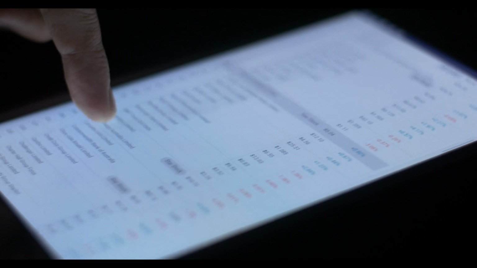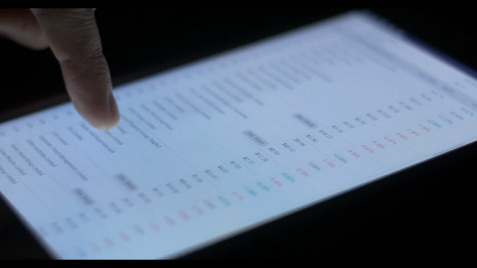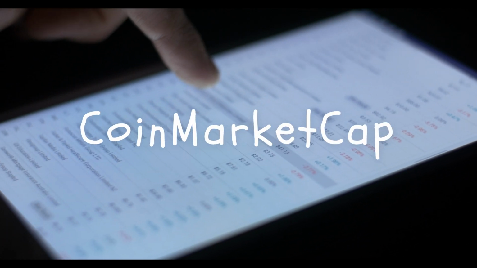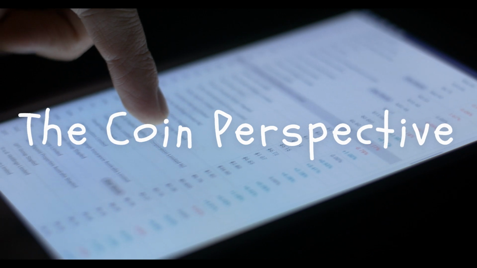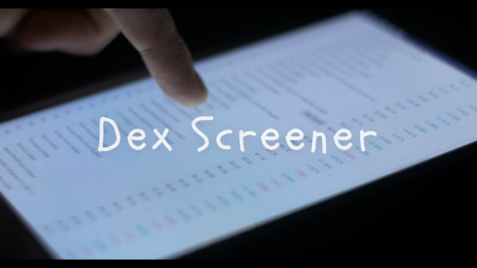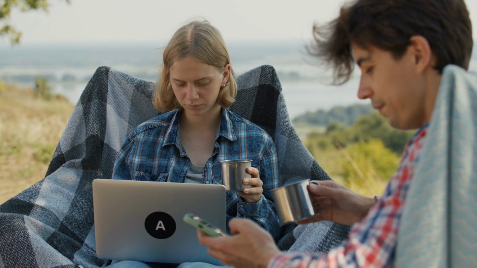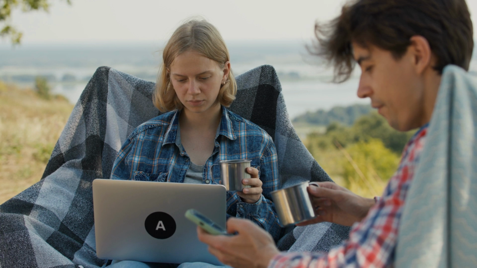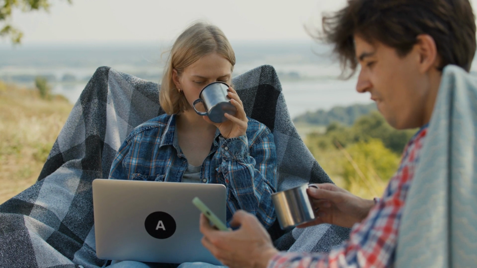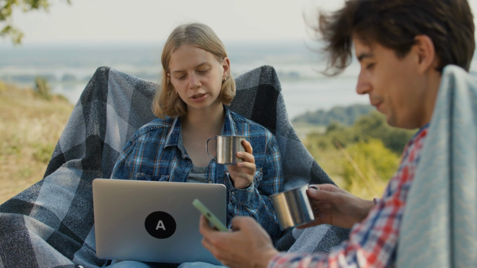In this video, I'm going to show you the various tools that I use to be able to find and trade cryptos. I'm going to show you CoinMarketCap, CoinGecko, Crypto Bubbles, and DEX Screener. With these tools, you should be able to identify how to find top cryptos, which cryptos are not so good, which ones to stay away from, but more importantly, you'll get a better understanding of how the cryptocurrency market works.